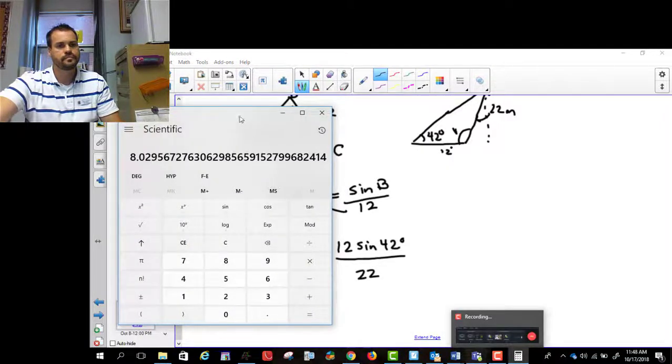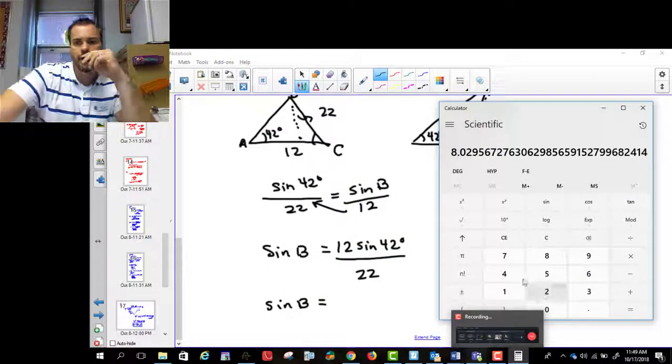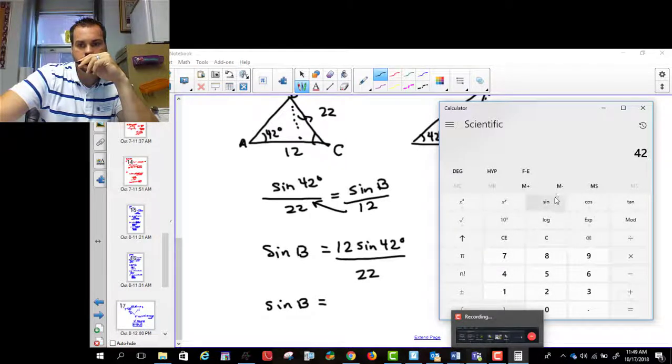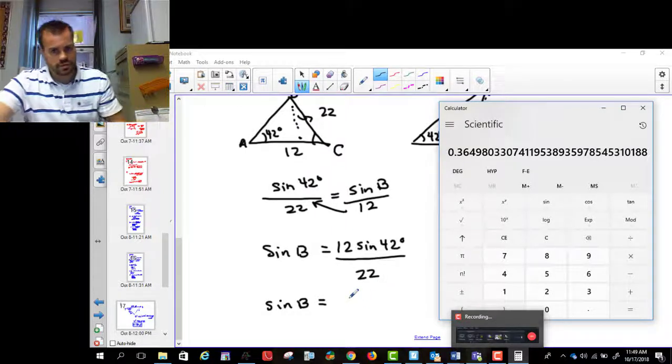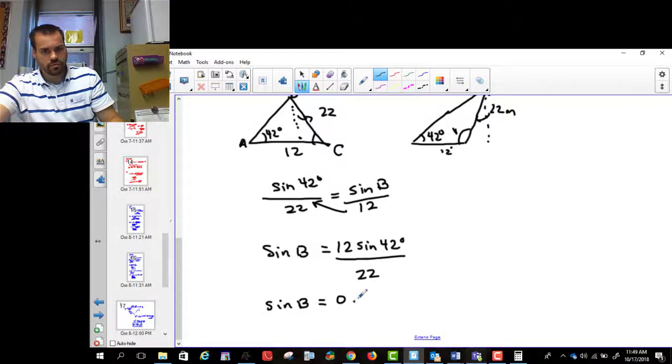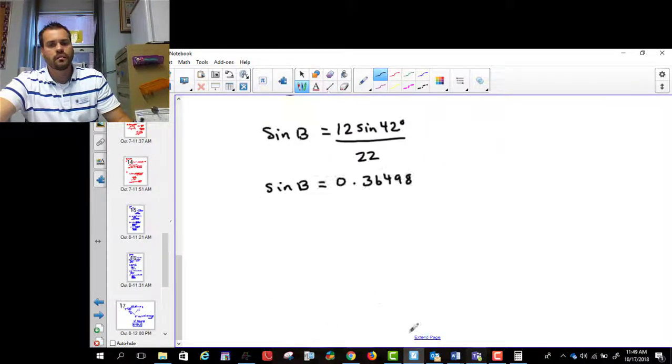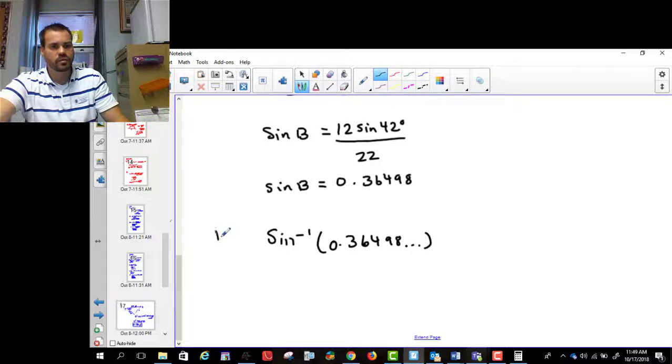So I go 42, I hit sine, then I multiply that by 12, then I divide that by 22, and I get 0.36498. Okay, and so I take the arc sine of that, and I realize that there are other decimal places there, but that's my angle.